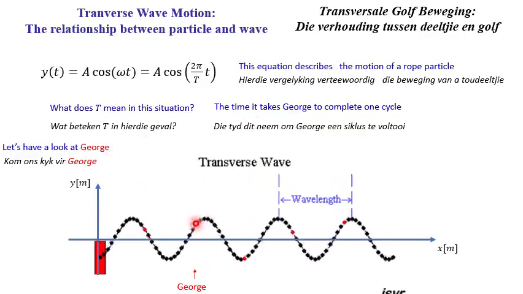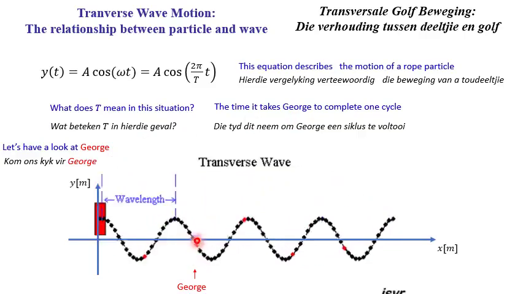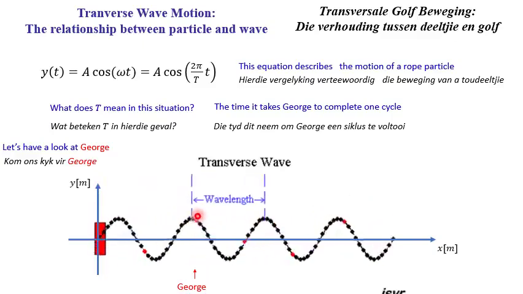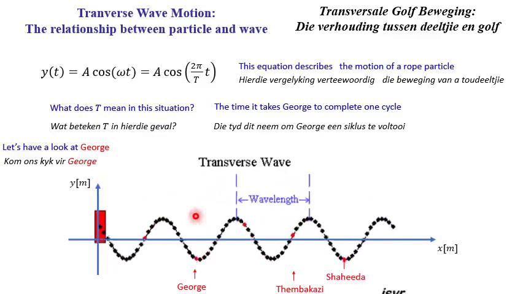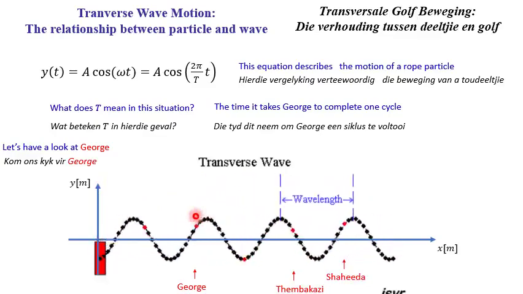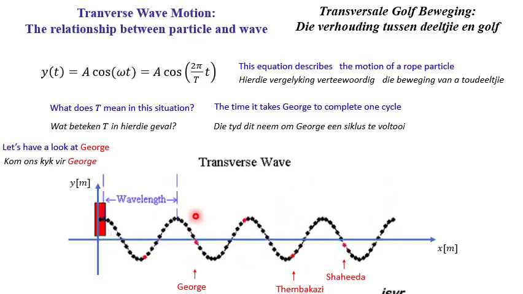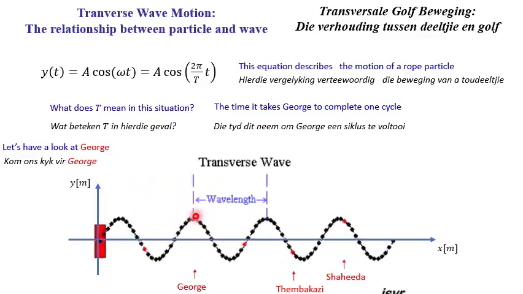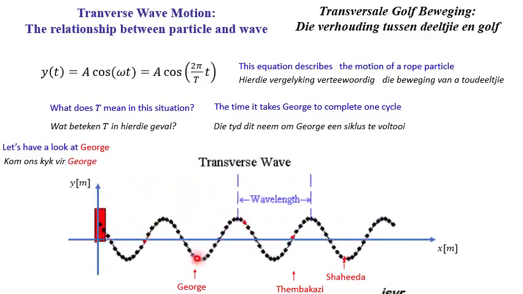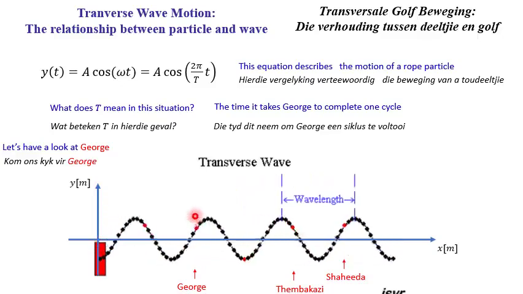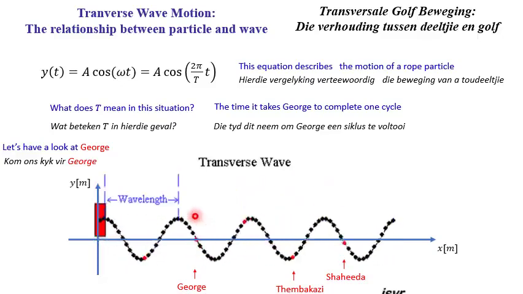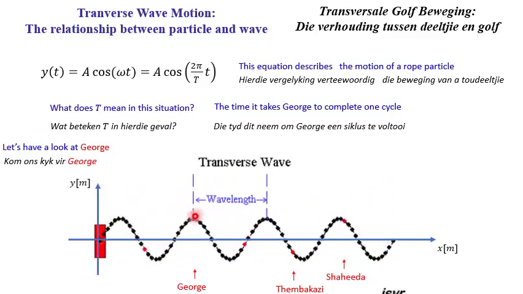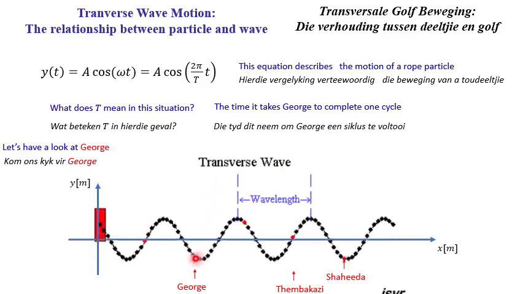Can you tell me what is the period in this case? If we start our stopwatch now, the period is the time it takes to get back. And there's another period. Okay, so it's the time it takes for George to complete one full cycle of down and all the way back up to its starting point where the motion starts to repeat itself. The time it takes for a rope particle to complete one cycle is called the period.